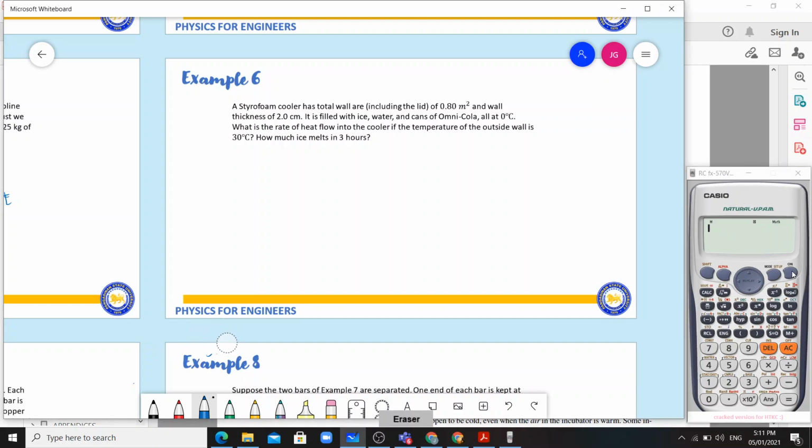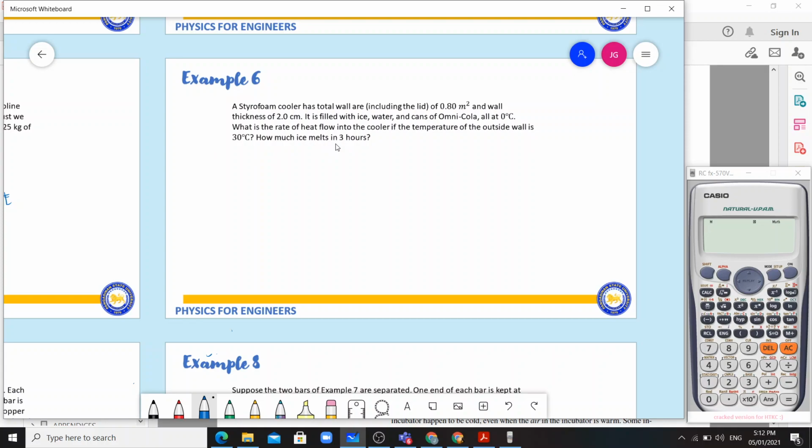Okay, so in example number 6, a styrofoam cooler has a total wall area of 0.80 meters squared and a wall thickness of 2.0 centimeters. It is filled with ice, water, and cans of Omni cola, all at 0 degrees Celsius. What is the rate of heat flow into the cooler if the temperature of the outside wall is 30 degrees? How much ice melts in 3 hours?